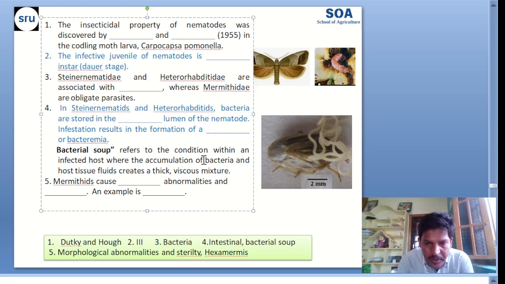Bacterial soup refers to the condition within an infected host where the accumulation of bacteria and host tissue fluid creates a thick, viscous mixture. Mermithids cause morphological abnormalities and sterility. An example is the Hexamermis nematode. See, this is the Hexamermis nematode.